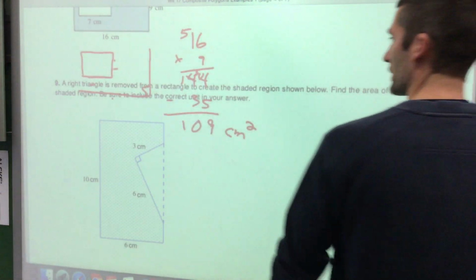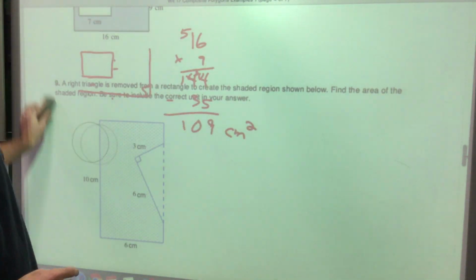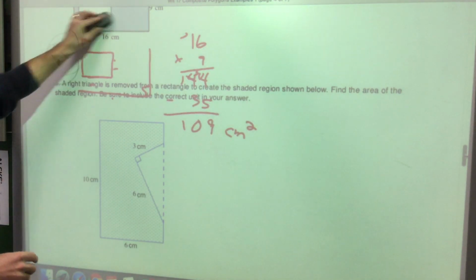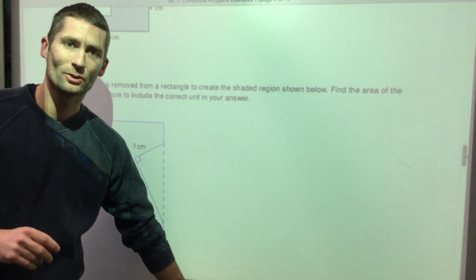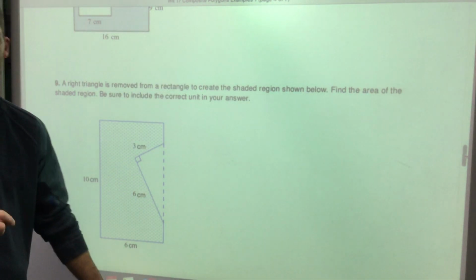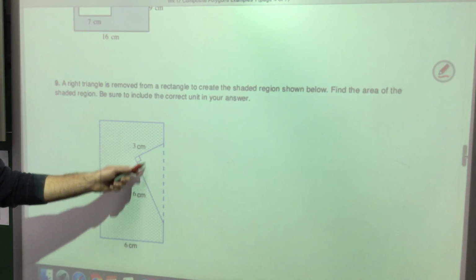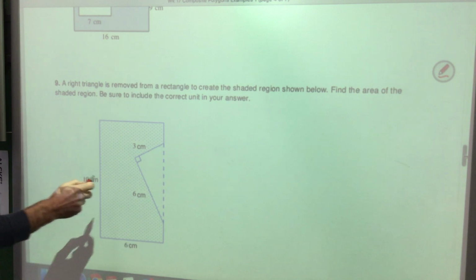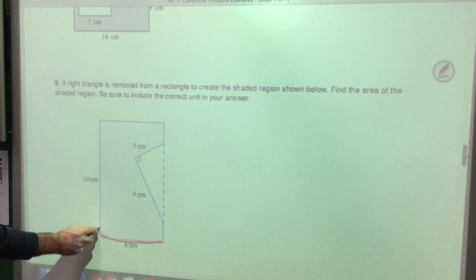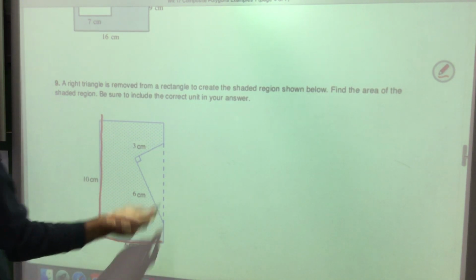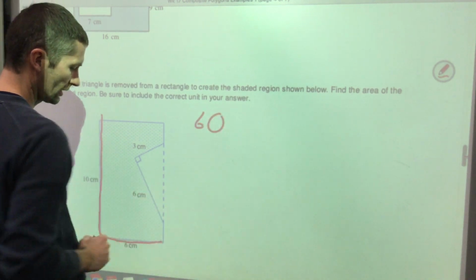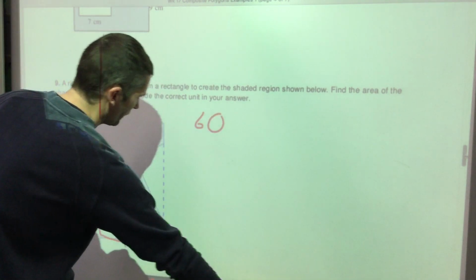Okay, this next one. A right triangle is removed from the rectangle. Okay, so now we need to use the formula for a triangle. Remember, triangles are half parallelograms. They're half rectangles. So we got to divide this by 2. So first let's take this whole thing. 6 times 10. The whole thing is 60. And then we're going to subtract out this triangle.